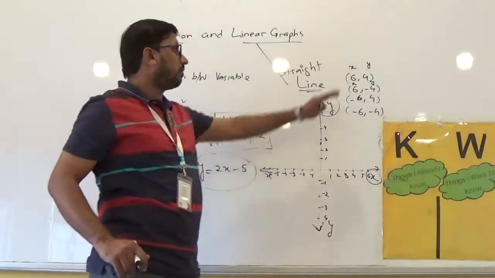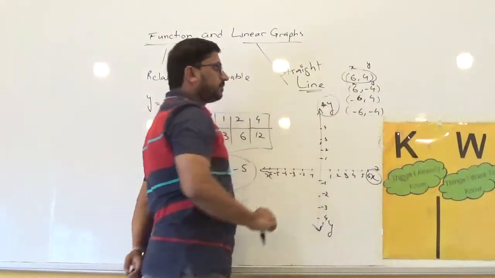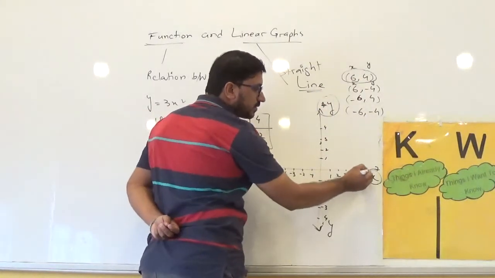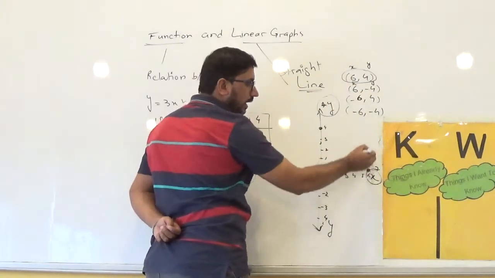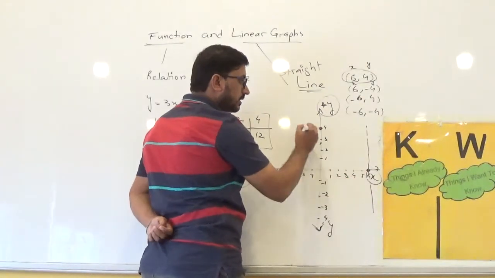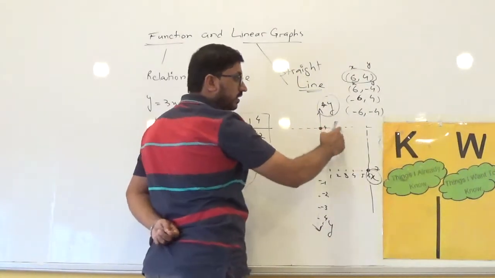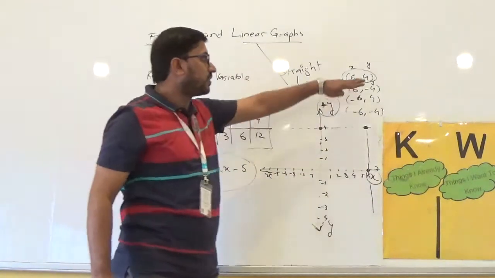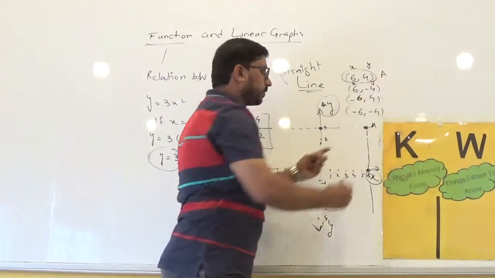How can we plot these points on a grid? The very first point is (6, 4). 6 is indicating x, so on the x-axis we take this point, and on the y-axis we take 4. Draw a vertical line through x is 6 and a horizontal line through y is 4. Where the vertical and horizontal lines intersect each other, that is your first point, (6, 4). This is your point A.